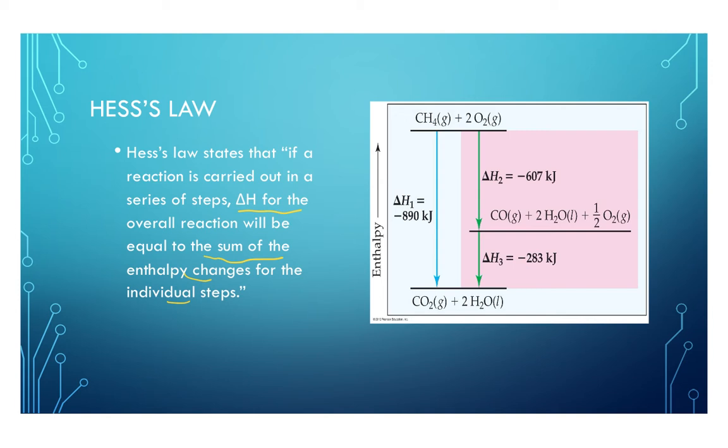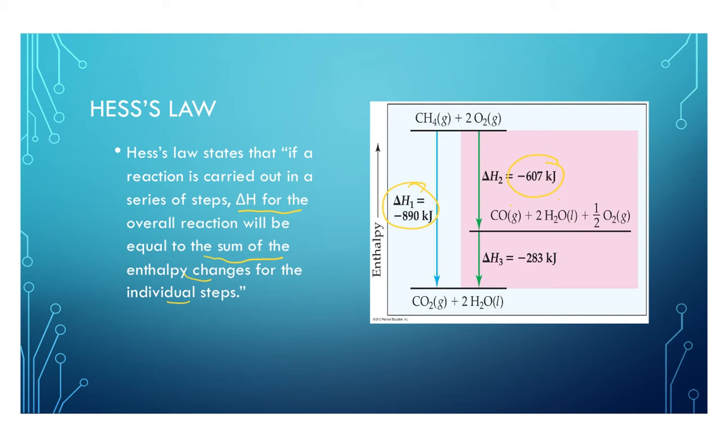So imagine that I was burning methane, combustion of methane, turning it into carbon dioxide and water, and I didn't know the delta H of it. But let's say I did know the delta H of turning methane and oxygen into carbon monoxide and water, as well as some oxygen. Let's say someone else had done that, and we know that the delta H of that is -607.